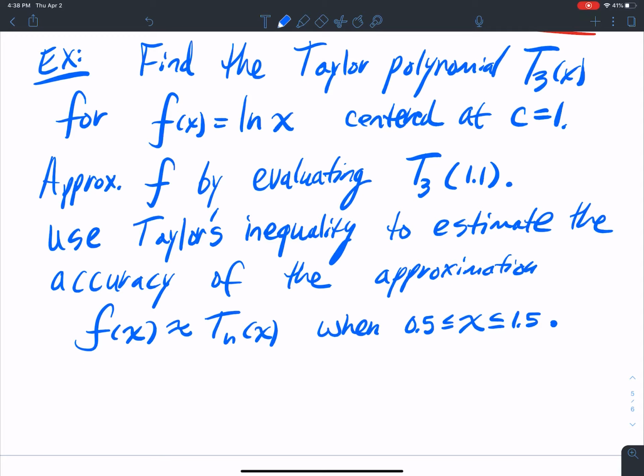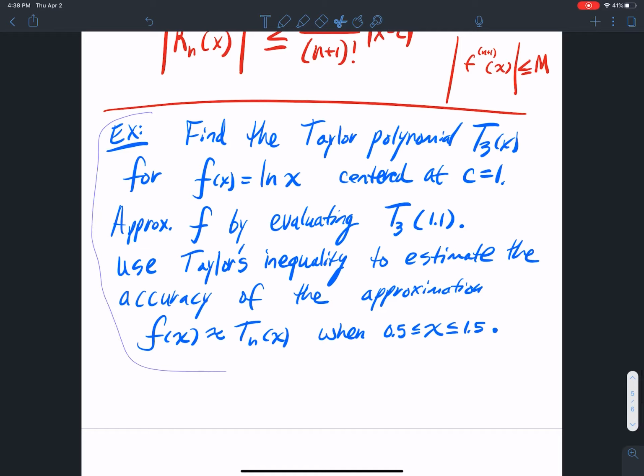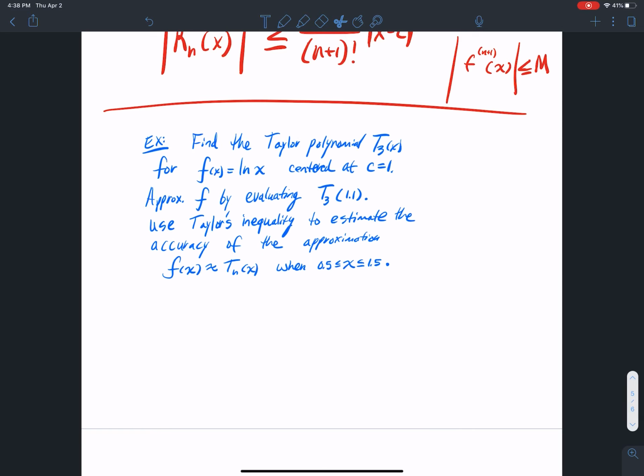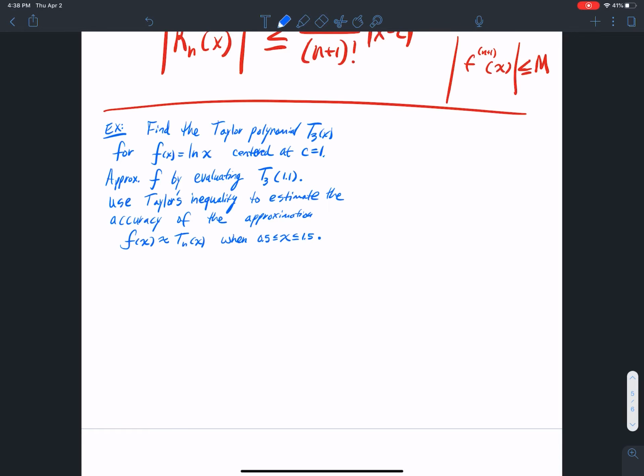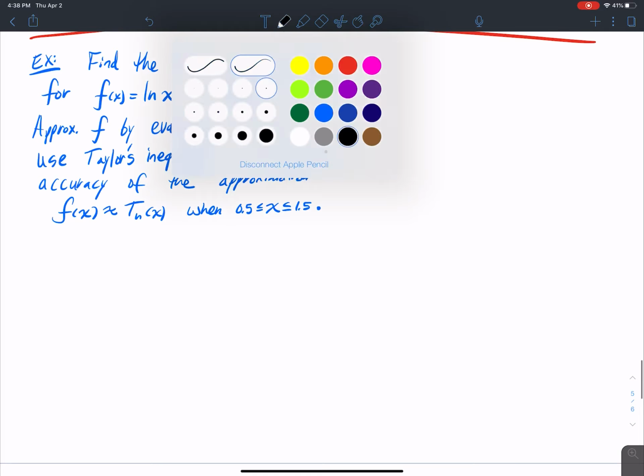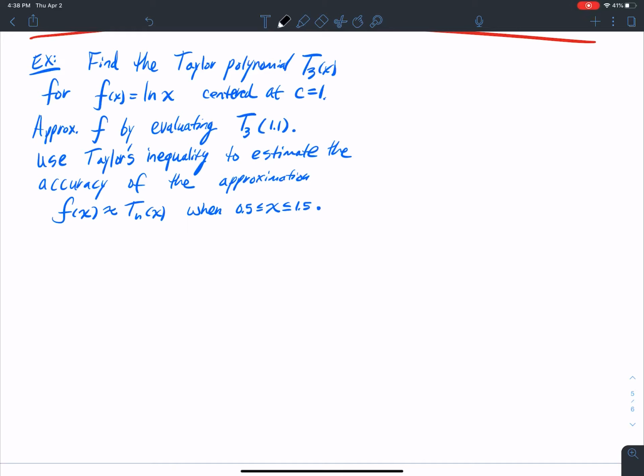So a lot to take in here. What I'm going to do is shrink this problem up, so that we can see it for a little bit anyway. All right. So find T3. What does T3 even look like? T3 of x is equal to the sum from n equals 0 to 3 of f^(n) of, well, where am I centered at? I'm centered at 1. I'm going to put c here for now, over n factorial times x minus c to the n. My c is equal to 1.